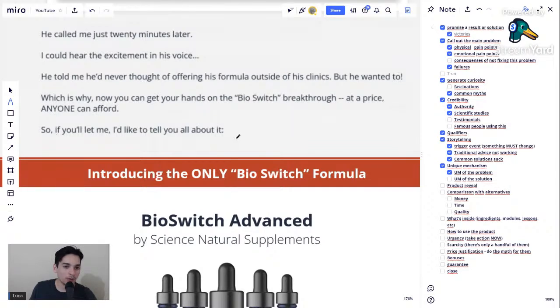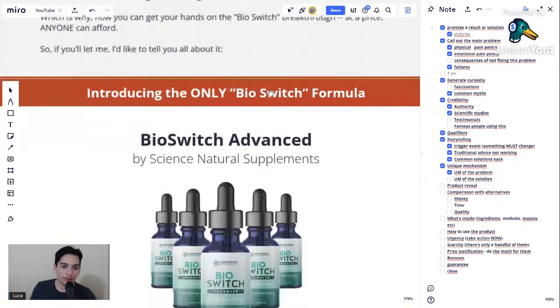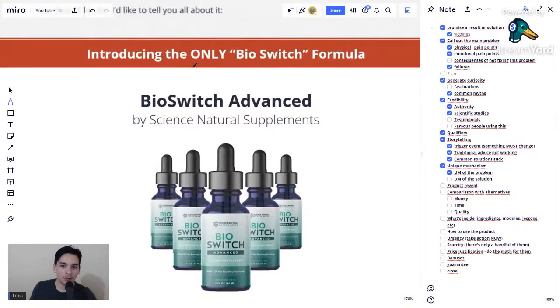So if you let me, I'd like to tell you about introducing the only BioSwitch formula. I don't know why it says the only. Maybe they have some competition or someone is stealing. So, okay, as we said, unique mechanism of the solution, we already have it, and this is the product reveal. What we are going to have here is basically what's inside, probably. I'm going to put this product reveal and what's inside. What are the ingredients? What are the modules in case it's an online course? What are the lessons? Blah, blah, blah.